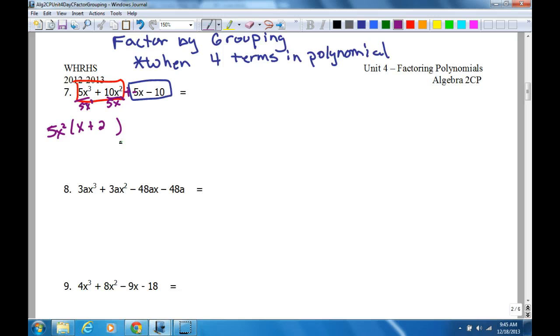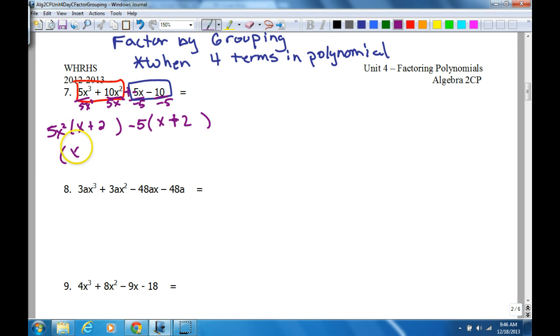On the second one, what can I take out of that group? 5. A 5. Negative 5, actually. Yeah, that's even better. So let's take out a negative 5. When I take out a negative 5, this will be just x, and this will be plus 2 here. Now, I want you guys to look at both those terms. What do they have in common? 5x squared, x plus 2, and negative 5, x plus 2. Okay, so yes, they both have an x plus 2.